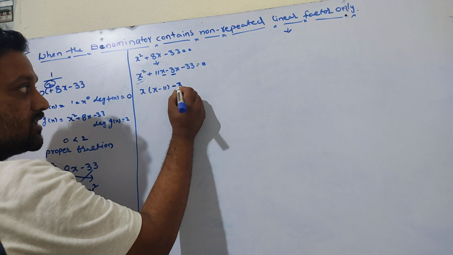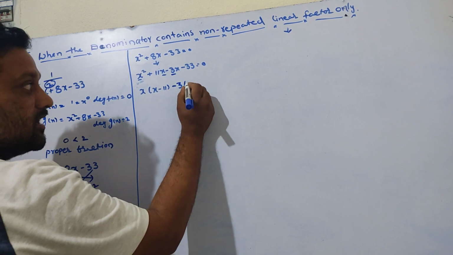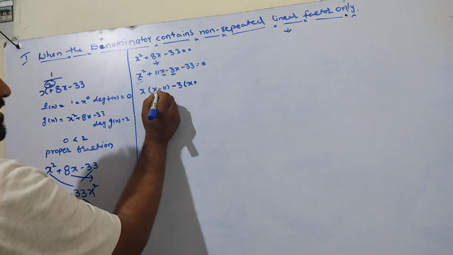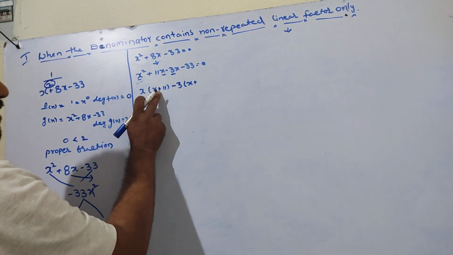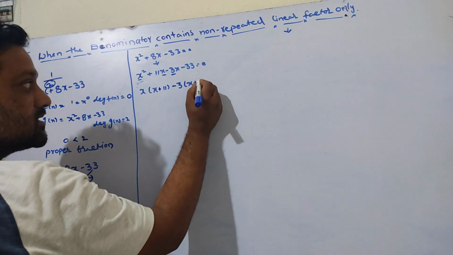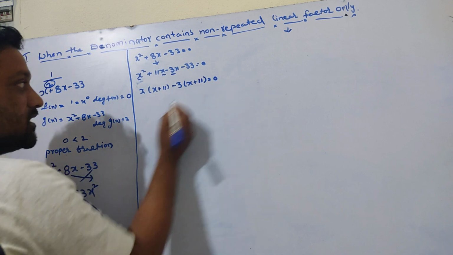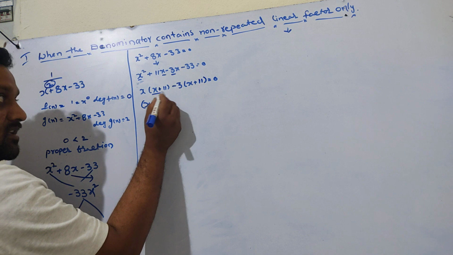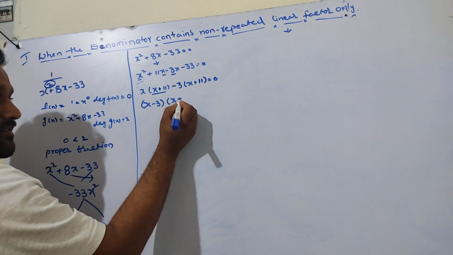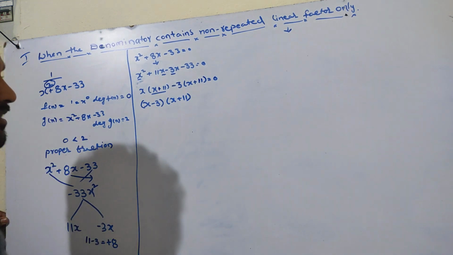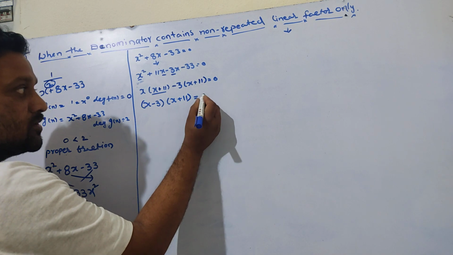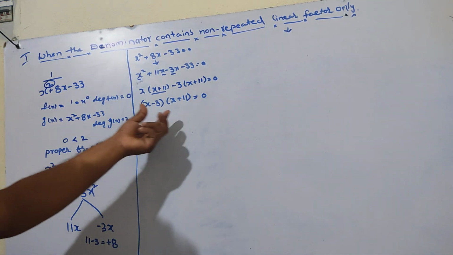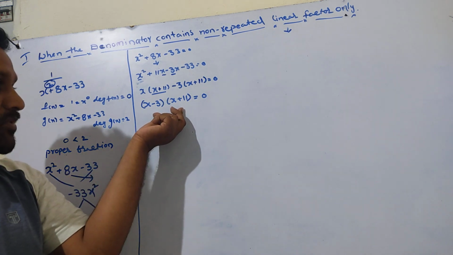When we take the minus 3 common, here we have x plus 11, so I have written plus. So x minus 3, and x plus 11 is common, that is equal to 0. So the quadratic polynomial can be converted into a product of linear polynomials.